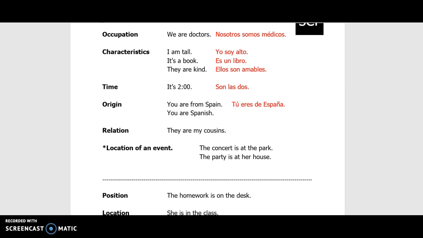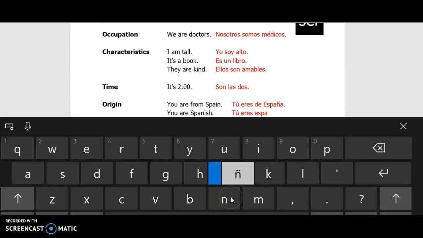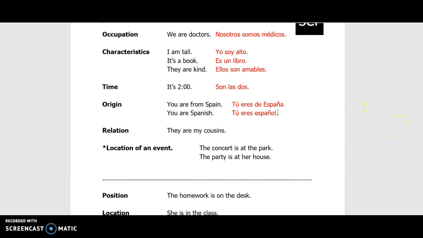Now, also going along the lines of origin are nationalities. Somebody being American, somebody being Cuban, somebody being German, somebody being Russian, anything along those lines. Nationalities go with origin, so very, very similar. So tú eres, not from Spain, but if you are Spanish, you use the word español. Believe it or not, Spanish the language and Spanish the nationality are the same. Tú eres español. If you were a girl, you'd be española.